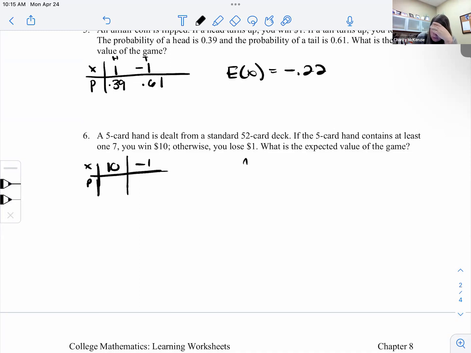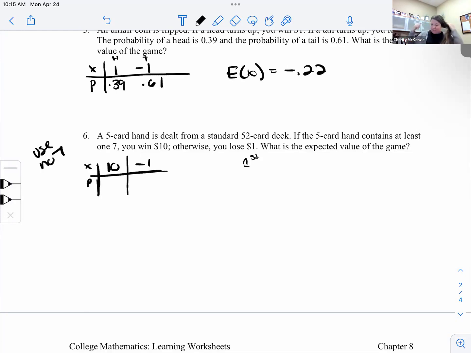We have to look at our first hand, and you have to think about "at least." Well, for the probability of at least one, you have to get the probability of none on all of our cards, then subtract it from 1. So anything "at least," you have to do the opposite. So maybe use no 7.